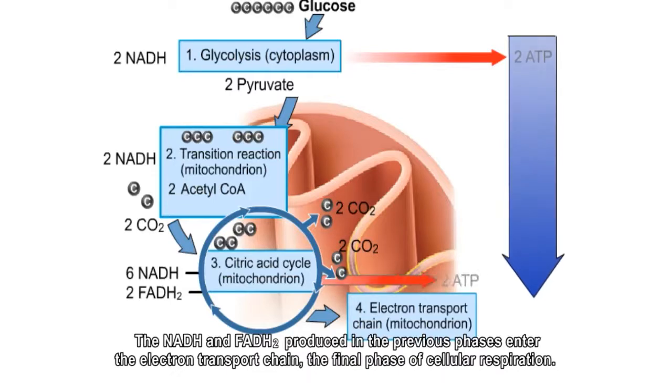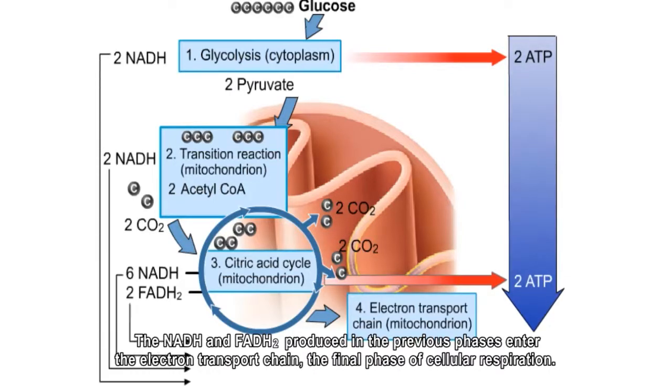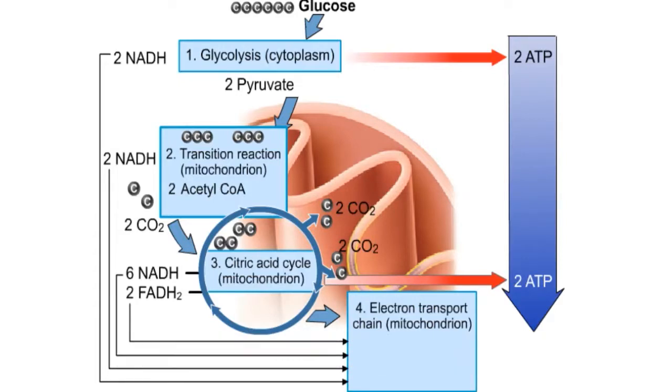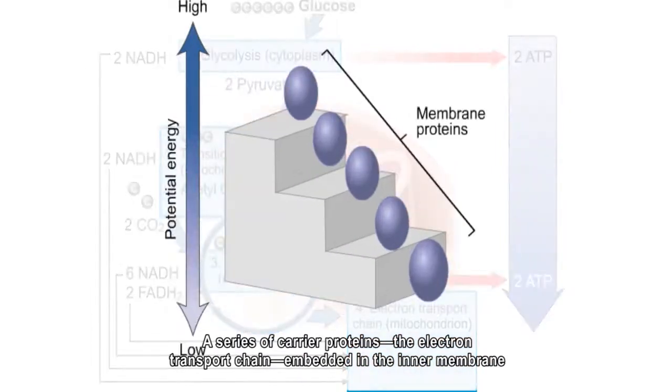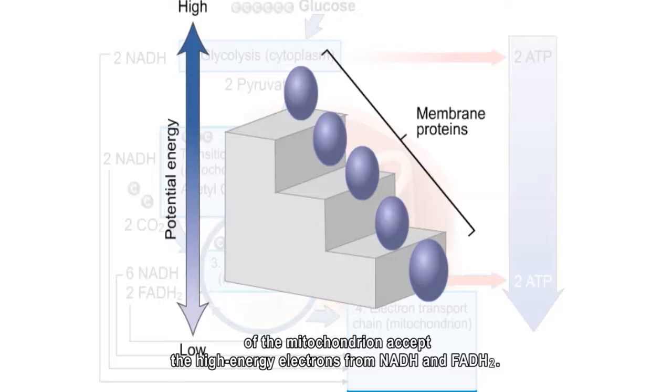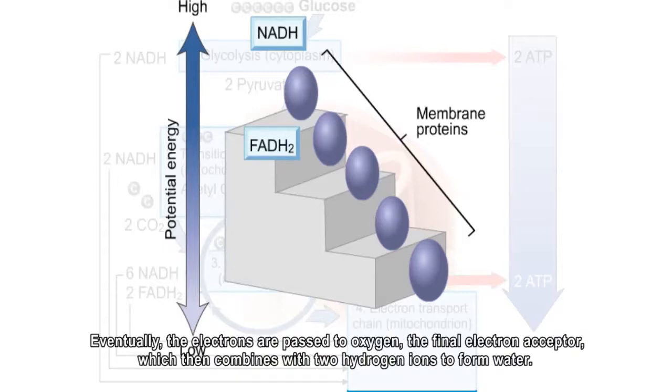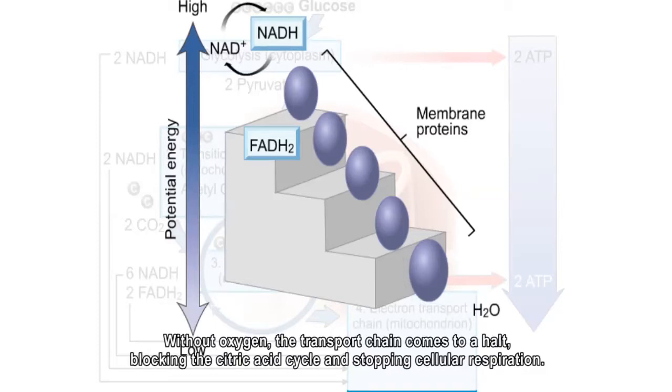The NADH and FADH2 produced in the previous phases enter the electron transport chain, the final phase of cellular respiration. A series of carrier proteins, the electron transport chain, embedded in the inner membrane of the mitochondrion, accept the high-energy electrons from NADH and FADH2. Eventually, the electrons are passed to oxygen, the final electron acceptor, which then combines with 2 hydrogen ions to form water. Without oxygen, the transport chain comes to a halt, blocking the citric acid cycle and stopping cellular respiration.